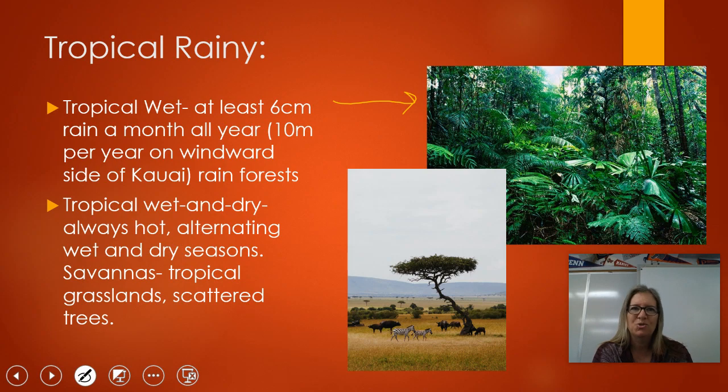The other tropical rainy subregion is known as the tropical wet and dry. And believe it or not, the savannas of Africa are considered that. What it is, is a very distinct wet and dry season. The wet season gets a lot of rain, but the dry season gets like no rain, okay? And it's usually always pretty hot there. Even the rainy season doesn't get very cold, okay?